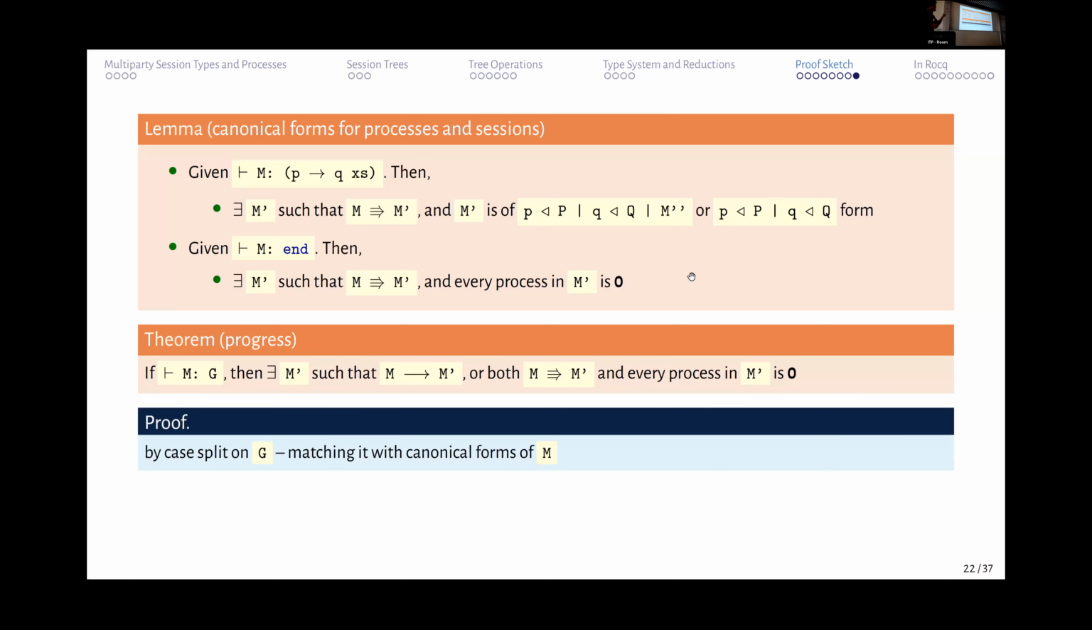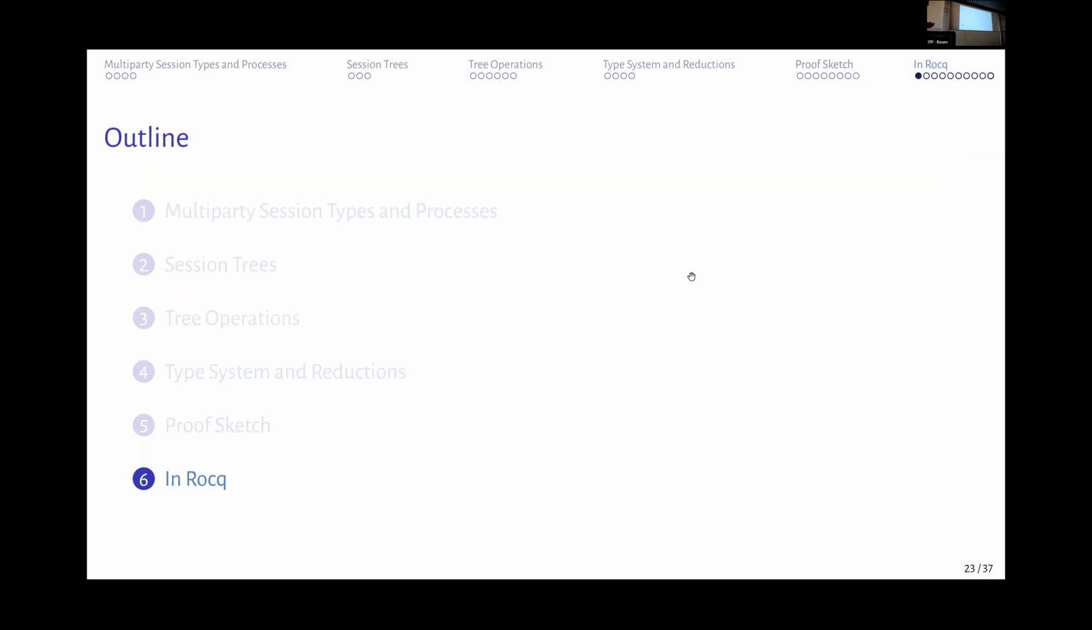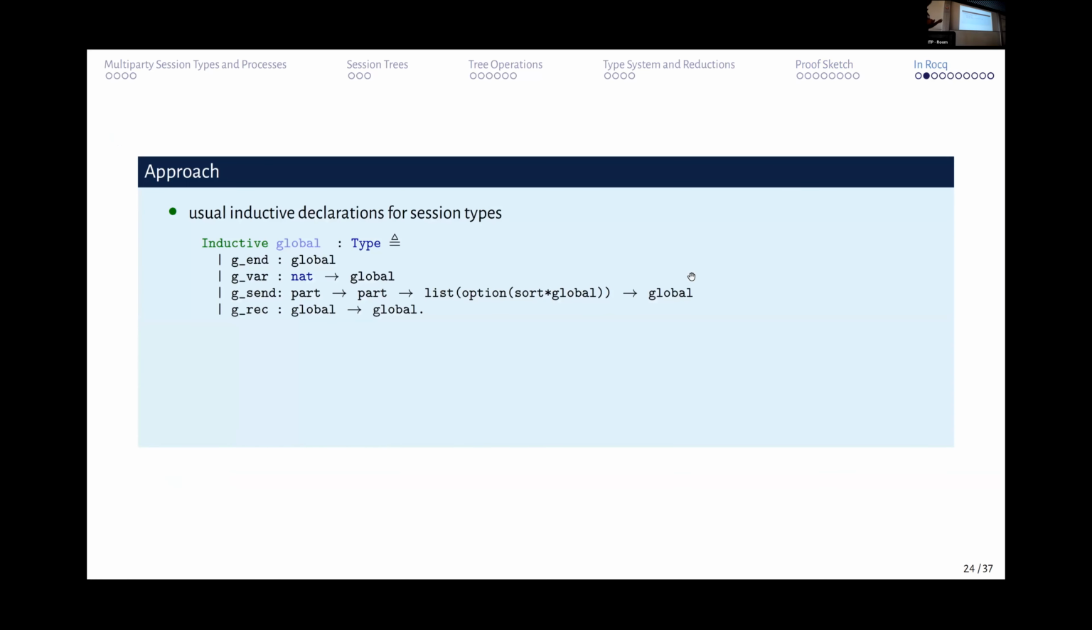You just do a case split on the type of the global type tree, and then this should give you what you need. And then these two, as a corollary, give you non-stuckness, because subject reduction says that you always take a step into a typed thing, and progress says that you always unroll correctly. And then I'll quickly talk about the design choices that we made.